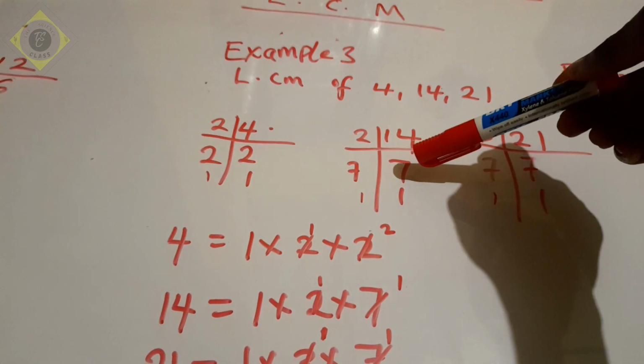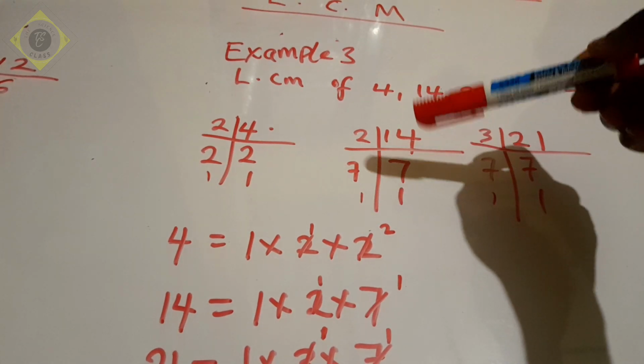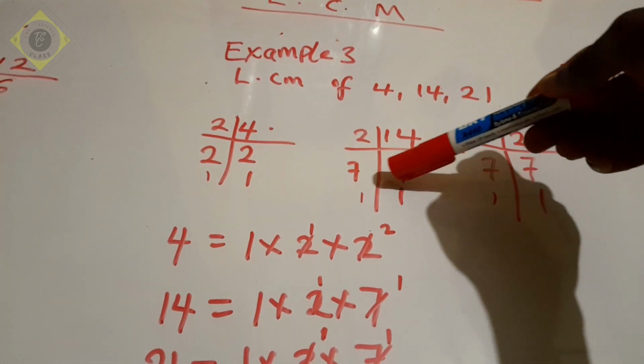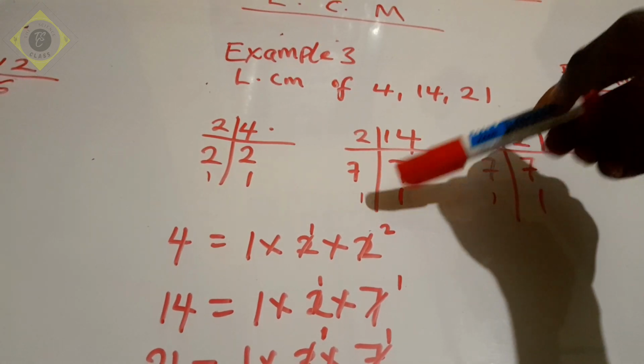5 cannot go in 7. So we jump to the next prime number, which is 7. 7 can go in 7. It goes 1. And that will be the end.